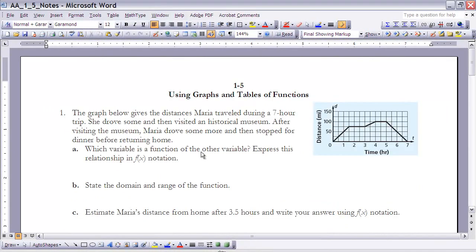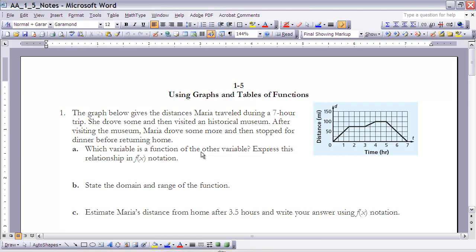Okay, so these are the notes for 1.5, using graphs and tables of functions. You should have already read section 1.5 in your book. If you haven't, you might want to pause the video at this time, go back, and make sure that you've read that section. I'm going to start out right away with an example problem here.